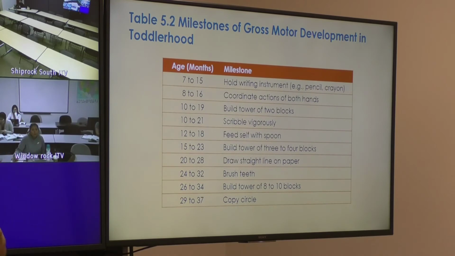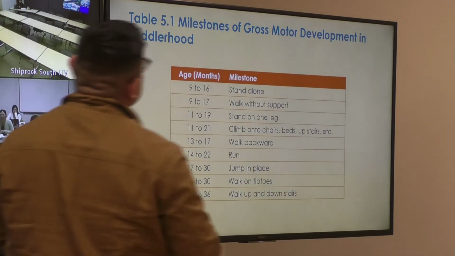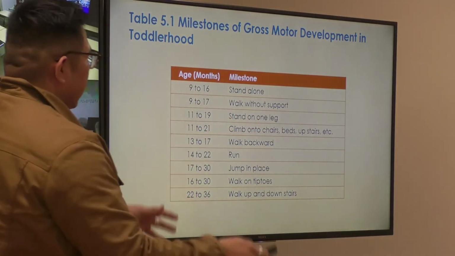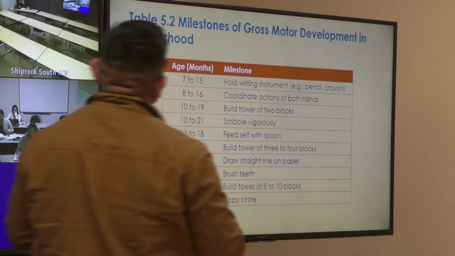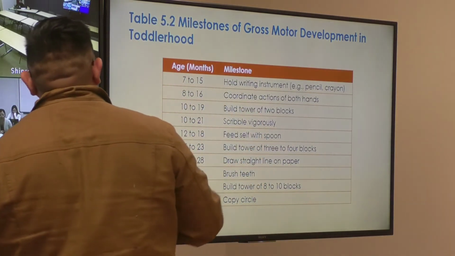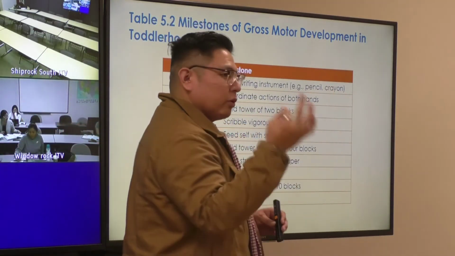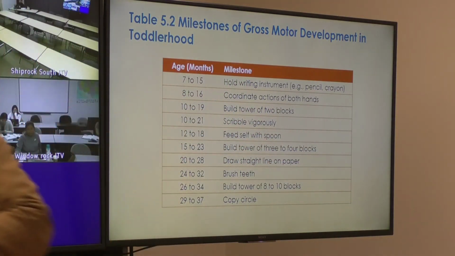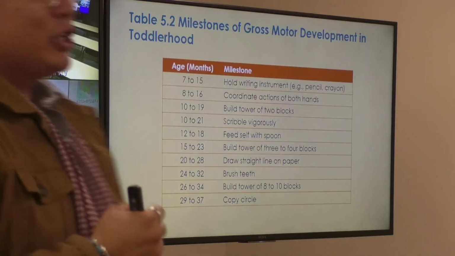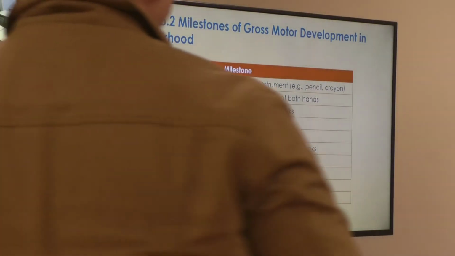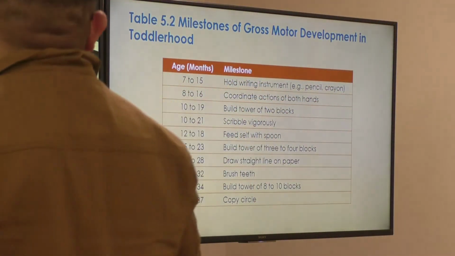So now, milestones of gross motor development. Notice this one is motor development within the general outlook of their given spatial development. Now you're going into the area of motor development in toddlerhood, looking at 7 to 15 months of being able to hold a writing instrument. Pencil, crayon, that's where they grab the whole thing and scribble all over the place. And they show it, they're proud of it, and they're like, here it is. And you're like, what is that? And they're like, it's you, and you're like, that's not me. Coordinate actions of both hands, and now they're using both hands.